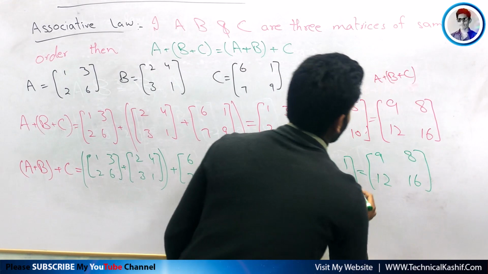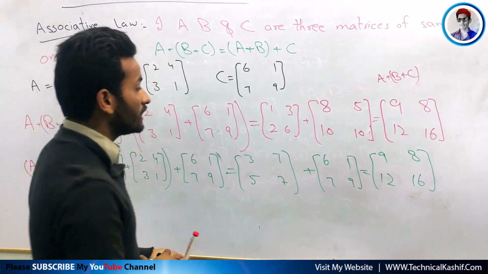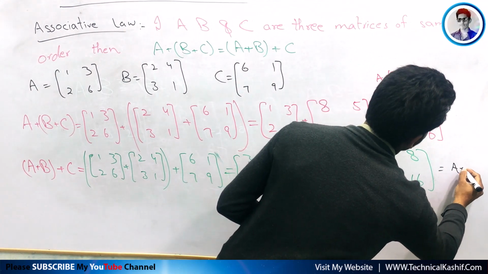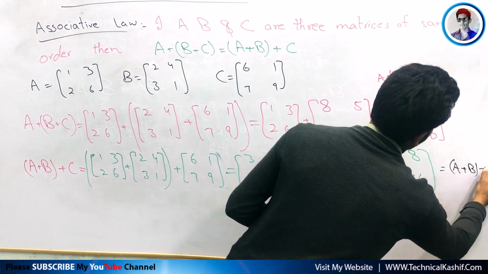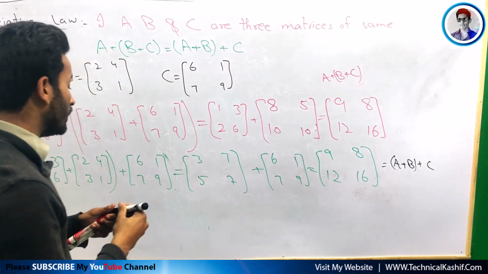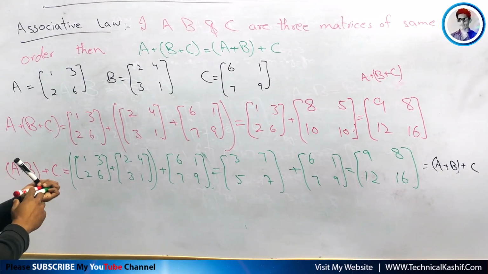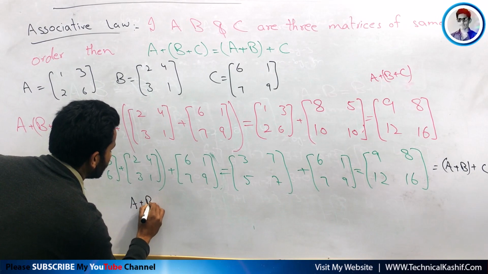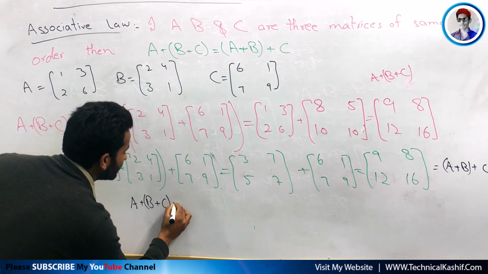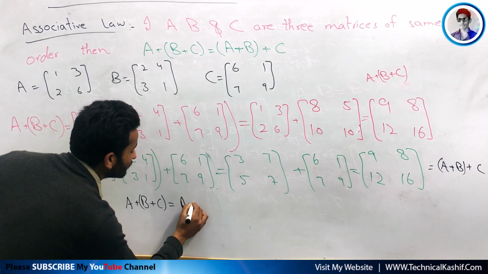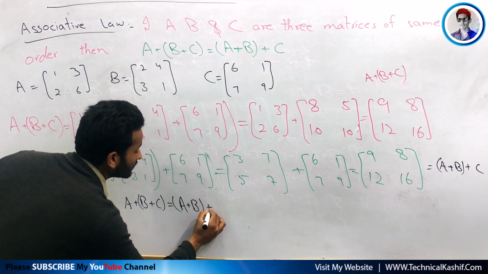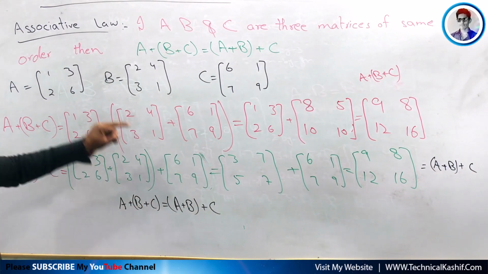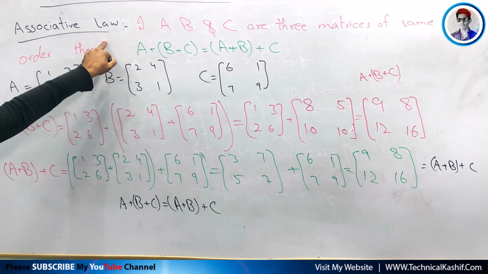So by seeing these two matrices, A plus (B plus C) and (A plus B) plus C are equal. So the associative law holds in matrices, which means A plus (B plus C) is equal to (A plus B) plus C. These two matrices are equal. The associative law holds in matrices.